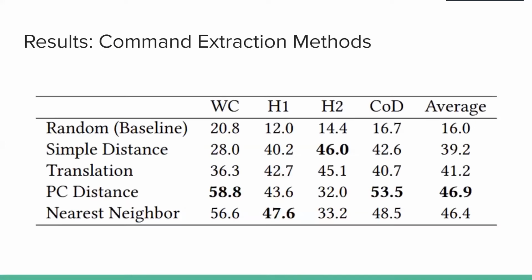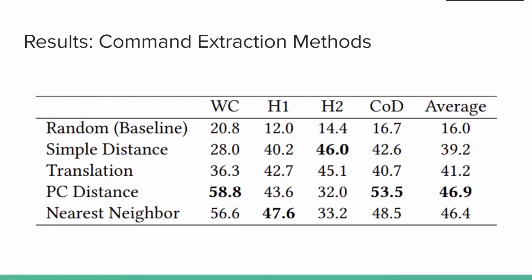Here are the results of using those 4 command extraction methods on our 4 test sets. These numbers are accuracy scores, or the percentage of test cases that were correctly classified. These numbers are a little bit low, but I think that's deceptive for 2 reasons. First, this is before we've tuned some of the other hyperparameters that we talk about in our paper. More importantly, we're not using any sort of game context here, which puts us at a disadvantage.